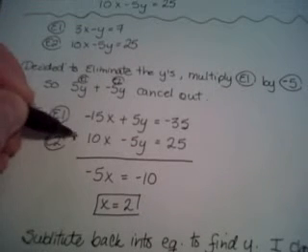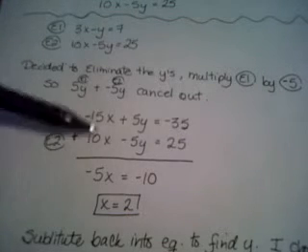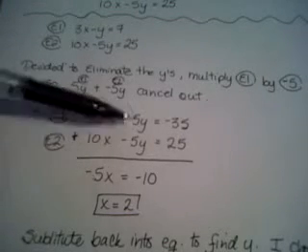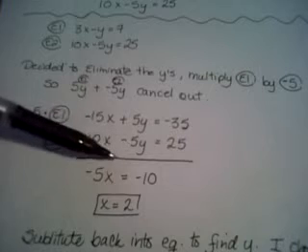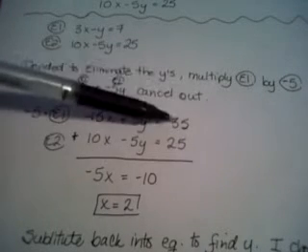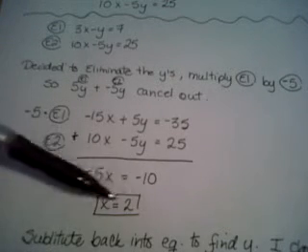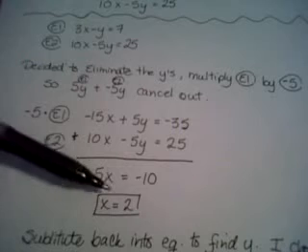Now I'm going to add my new equation 1 and my old equation 2 together, and when I do that, I get -5x. Hey, my y's cancel out. Well, that was my goal. I wanted them to cancel out. I was trying to eliminate them. And -35 plus 25 gives me a -10. I now solve for this, and I get x equal 2.